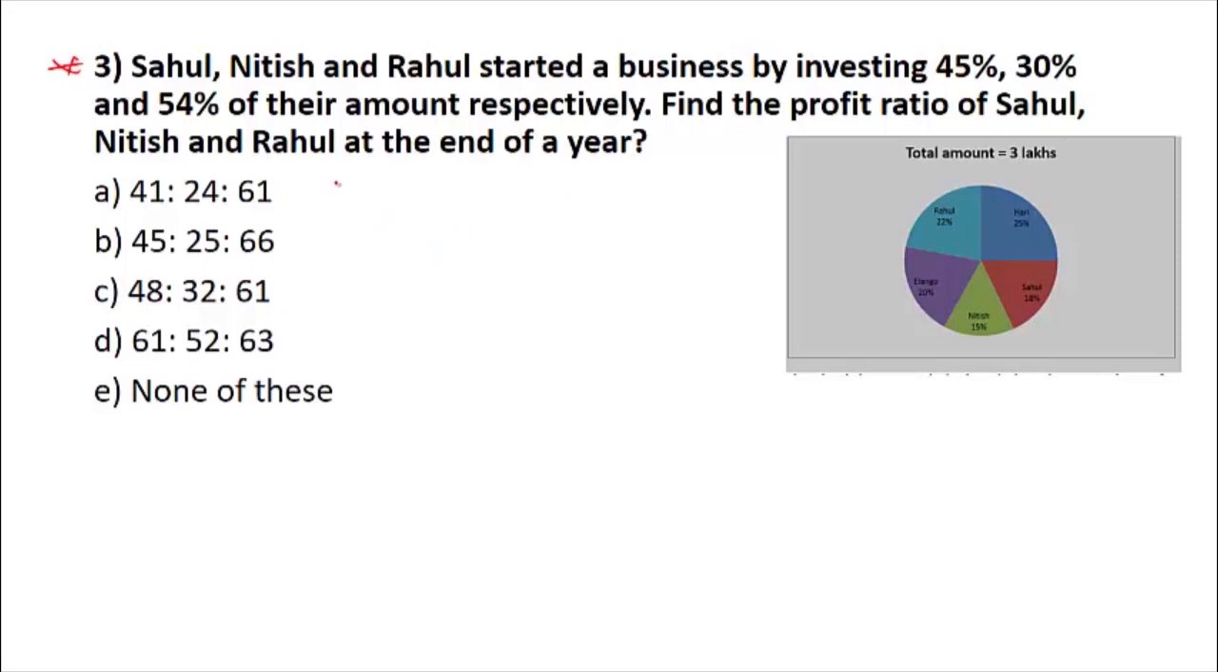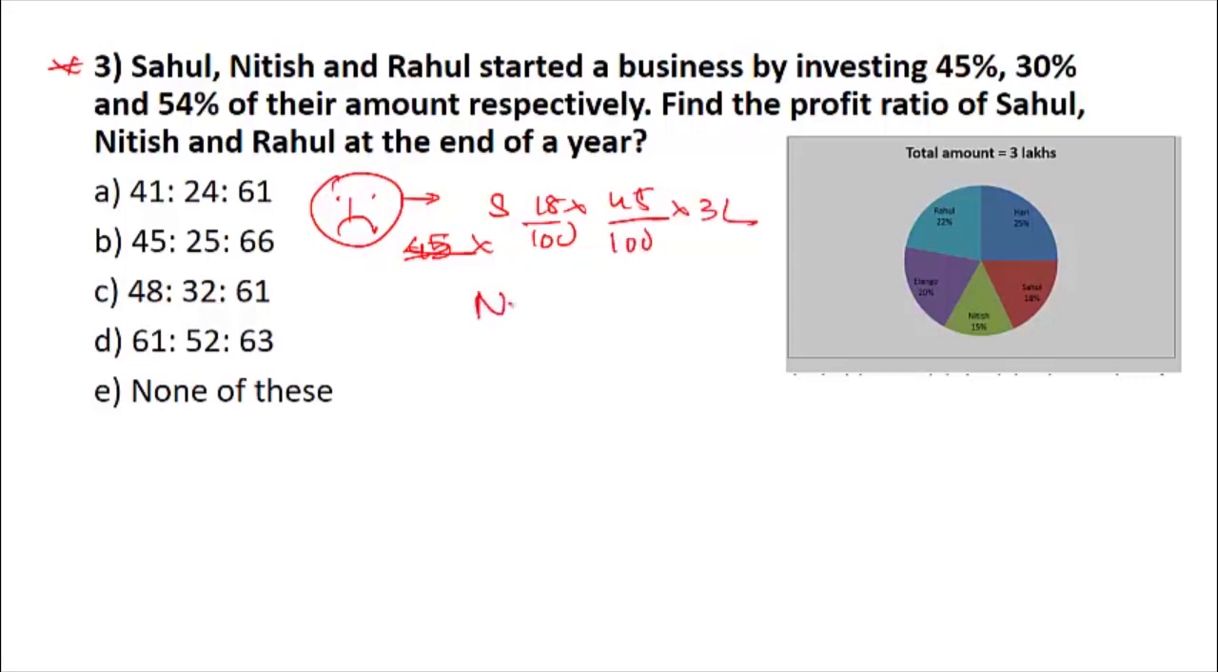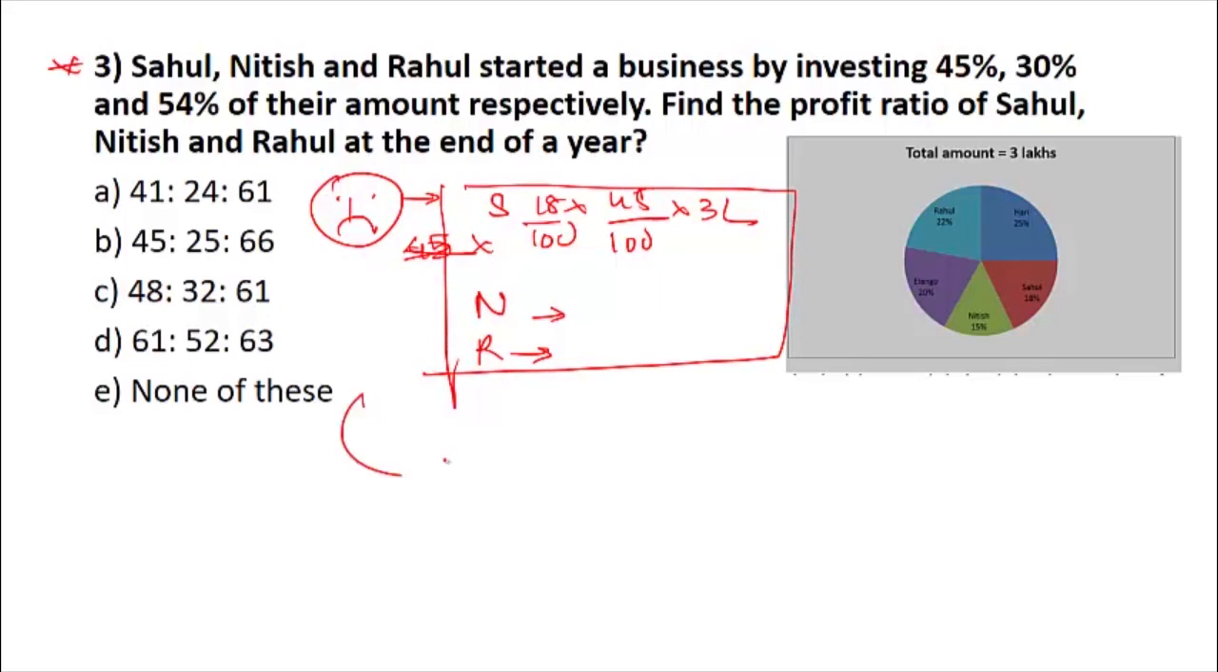Some people will approach this problem like this: 45% into, actually how much is Sahul, if you see from here, it is 18%. Again he will find the 18%, again he will calculate 45% into 3 lakh. Again he will calculate for Nitish similarly and Rahul also similarly. So this is going to be a very lengthy process, and you can imagine how much time it will take to solve this type of problem.